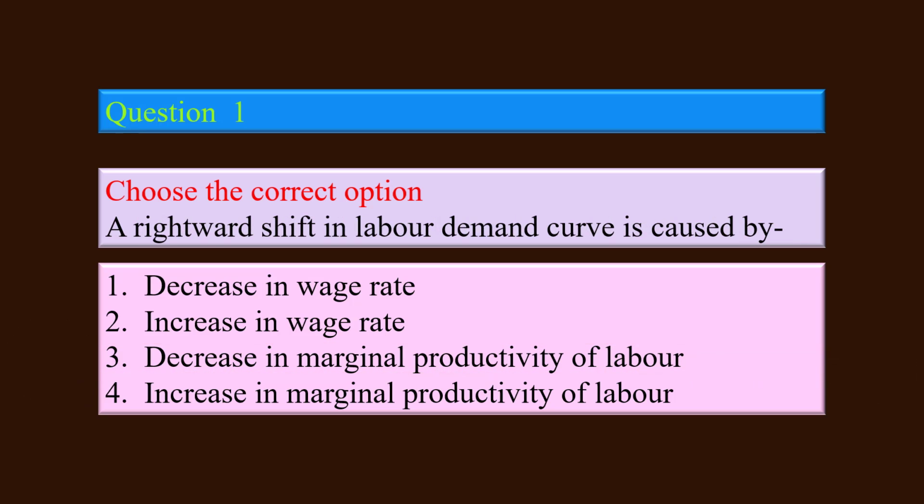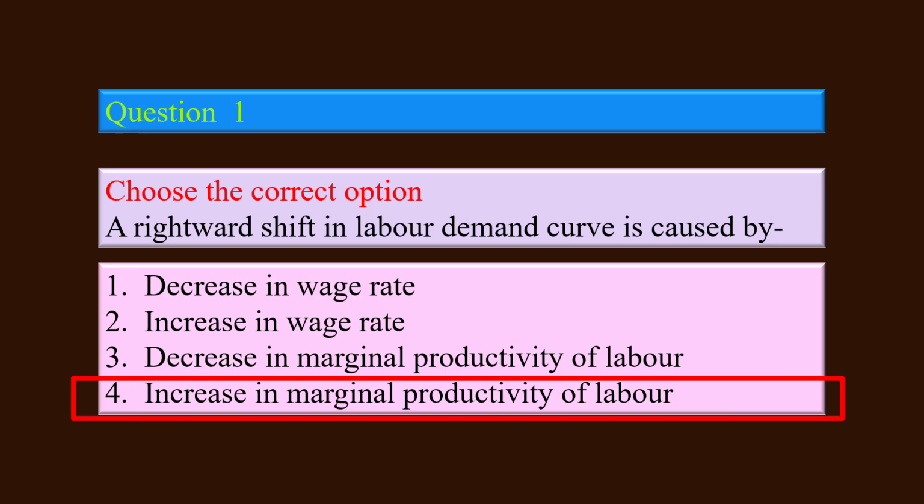Question 1. Choose the correct option. A rightward shift in the labor demand curve is caused by 1. Decrease in wage rate. 2. Increase in wage rate. 3. Decrease in marginal productivity of labor. 4. Increase in marginal productivity of labor. Option 4 is the correct answer.